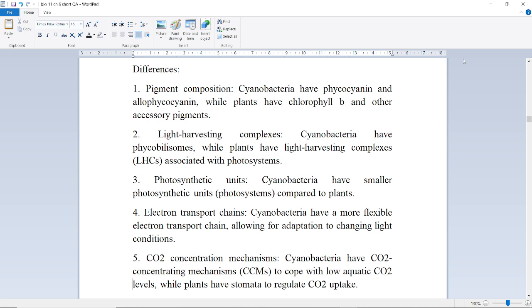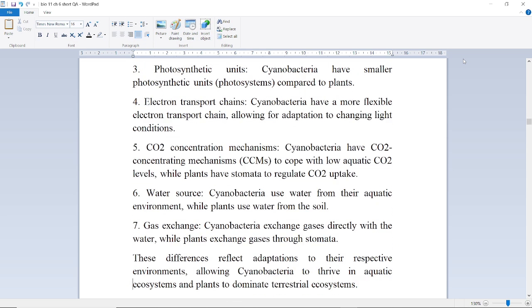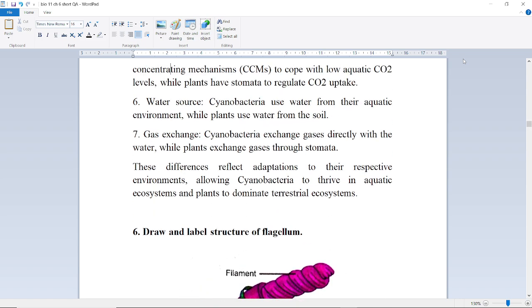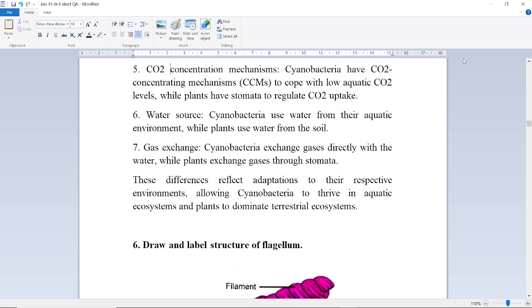Electron transport chain. Cyanobacteria have a more flexible electron transport chain, allowing for adaptation to changing light conditions. Carbon dioxide concentrating mechanisms. Cyanobacteria have carbon dioxide concentrating mechanisms to cope with low aquatic carbon dioxide levels, while plants have stomata to regulate CO2 uptake.